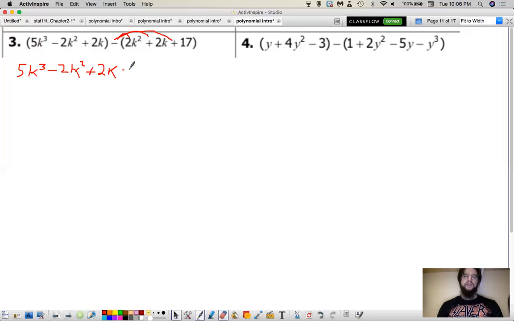Negative 2k squared. Negative 2k. Negative 17. There we go. Now we combine all our terms and put it in standard form, descending order. So let's see, I got my k cubes, I got some k squareds, I got some k's, and I got a constant. Okay, that's it.